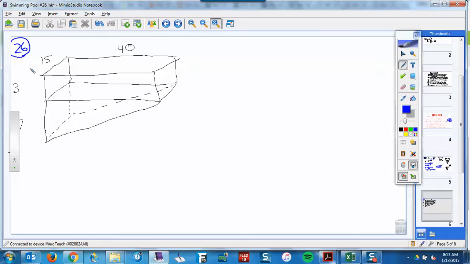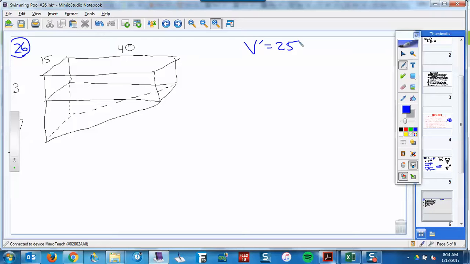So let's write down what they told us. In 26, I've got my 15, this is 10 deep, but 3 of it is this part, 7 of it is this bottom section. Water's being added at a rate of 25 cubic feet per minute. So what's that? That's V prime. So V prime is 25. And that's really all they tell us.